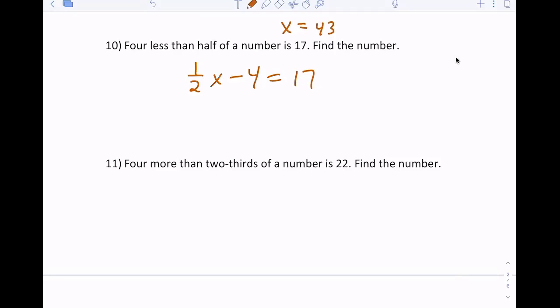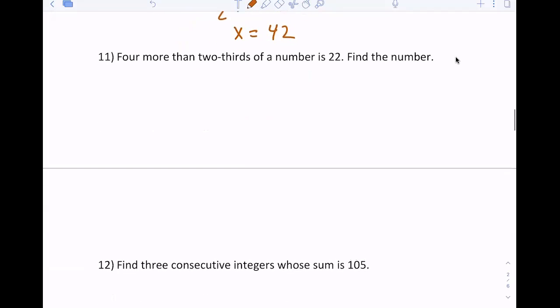All right, so solve that. What do I have to do? Add 4 to isolate. Right, so 1/2 x equals 21. Now, how do I get rid of 1/2 x? Multiply by the reciprocal, which is 2. 21 times 2, 42.